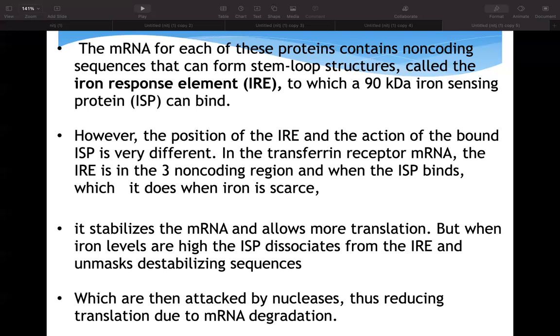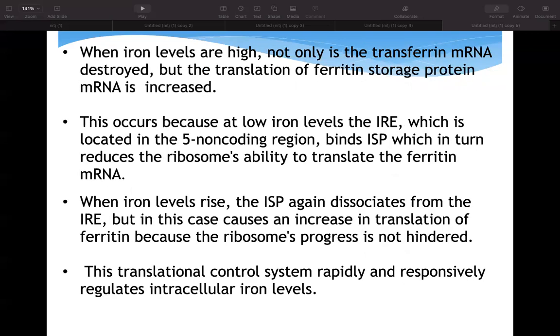But when the iron levels are high, the iron sensing protein dissociates from the iron response element. This unmasks the destabilizing sequences, which are then attacked by nucleases. Nuclease is an enzyme, thus reducing translation due to mRNA degradation. When the enzyme nuclease attacks, the mRNA is degraded, thus reducing translation.